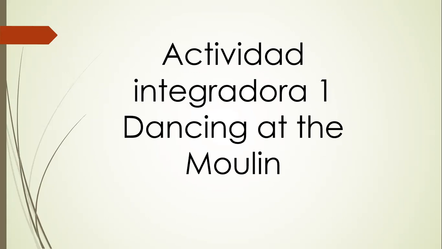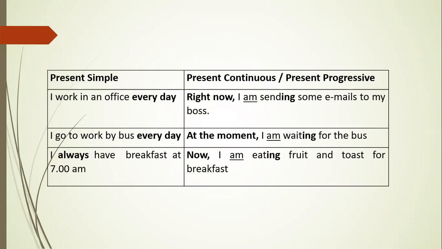Now let's start with the first integrating activity, dancing at the Moulin. Before explaining that activity, I want you to know the differences between present simple and present continuous, or also we can call it present progressive. You can find it on the internet as present continuous or as present progressive.